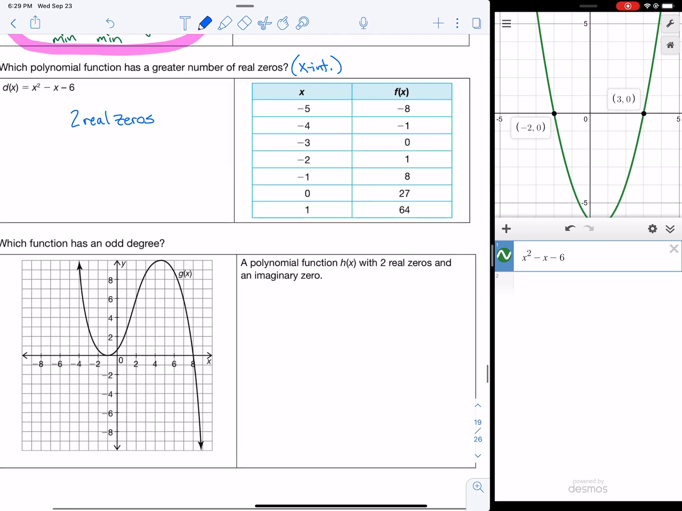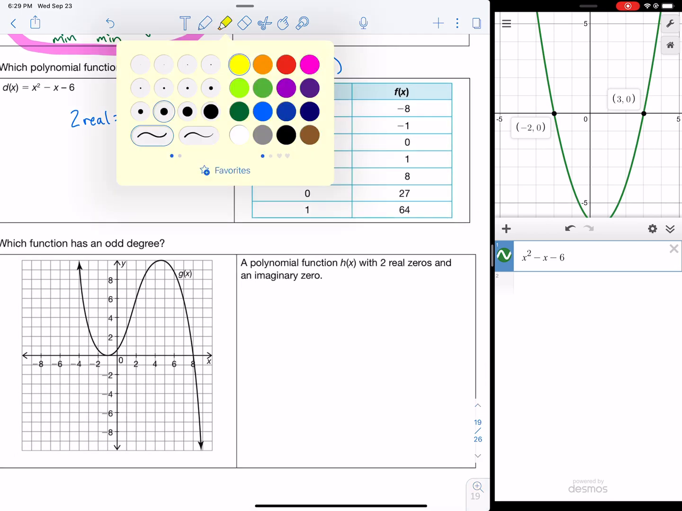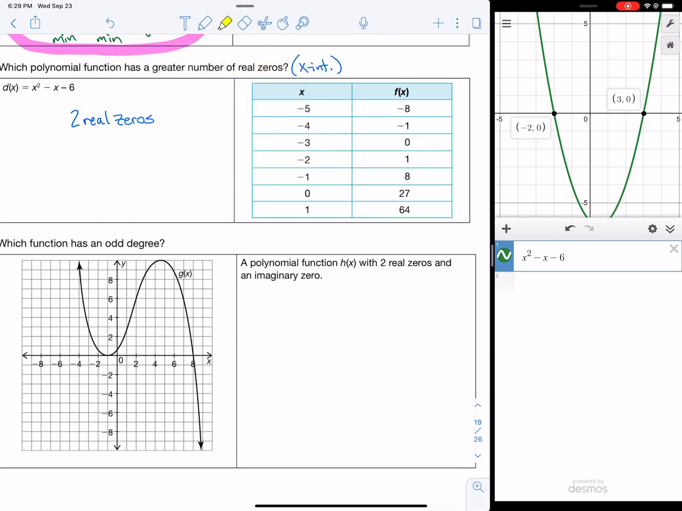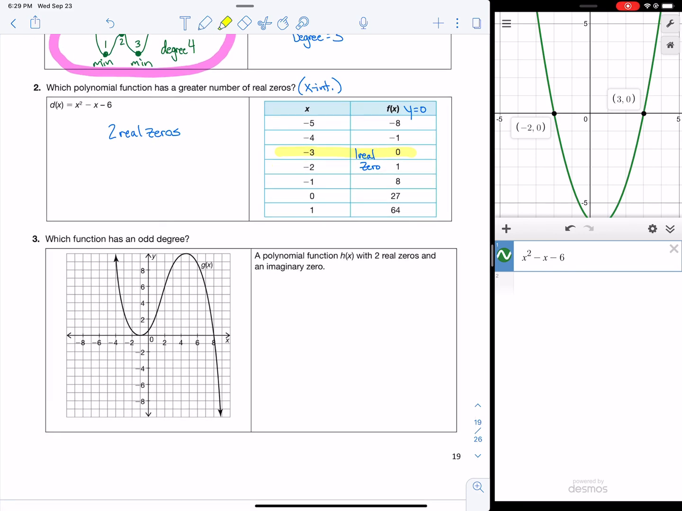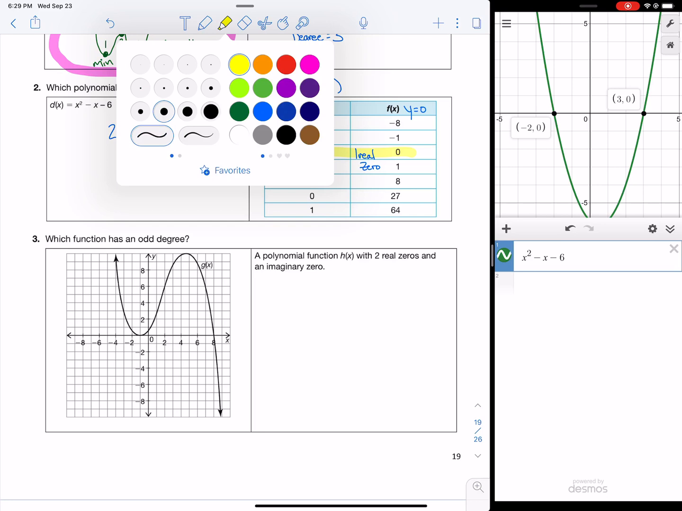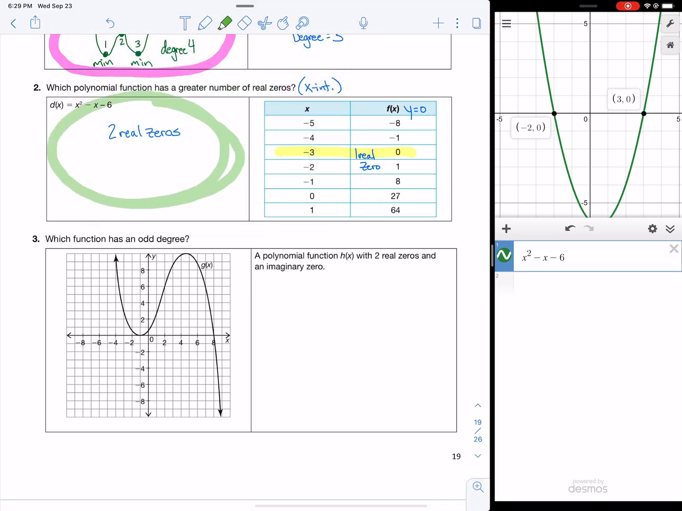And by looking at this table over here, we can pick out real zeros because, again, they're x-intercepts. So they are where y would equal 0. So that would be -3. And that would be it. So out of the points they gave us, we can only see that there is 1 real zero over here for this example. And so if we want the greater number of real zeros, we're going to need to go with this first option.